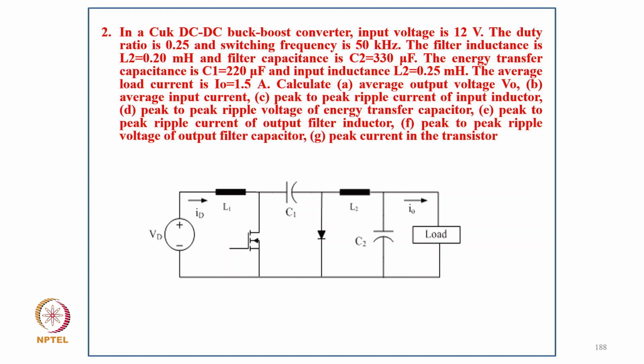Coming to the second problem: in a Cuk DC-DC buck-boost converter, the input voltage is given, the duty cycle is 0.25 and the switching frequency is 50 kHz. The filter inductor L2 is 0.2 millihenry and the filter capacitor is 330 microfarad. The energy transfer capacitor C1 is 220 microfarad, the input inductance L1 is 0.25 millihenry, and the average load current is 1.5 ampere. Calculate the average output voltage, average input current, peak-to-peak ripple of inductor current, peak-to-peak ripple voltage of the energy transfer capacitor, peak-to-peak ripple of the output filter inductor current, peak-to-peak ripple voltage of the capacitor, and the peak current of the transistor.